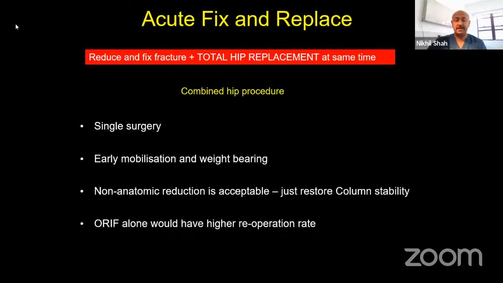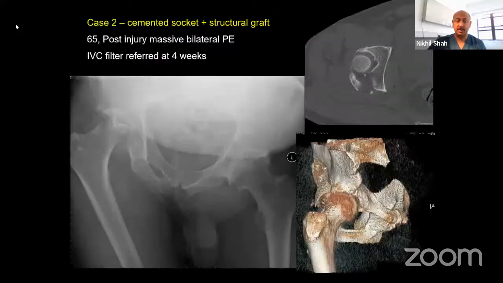So what is acute fix and replace? These are scenarios where you fix the acetabulum and you replace the hip at the same time. It is also called the combined hip procedure. We prefer to do it using a single approach and a single surgery. This helps in early mobilization and early weight bearing. You don't have to restore anatomic reduction, but just restoring the column stability should be enough.